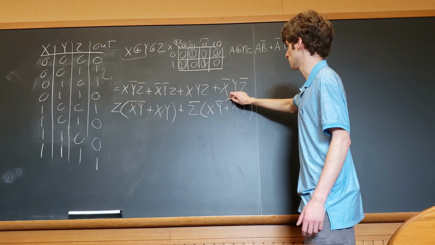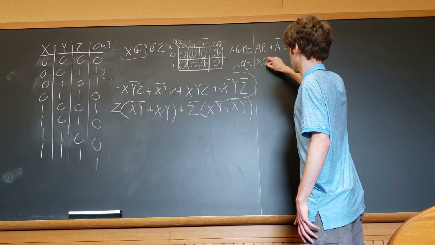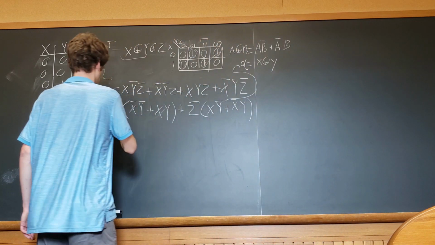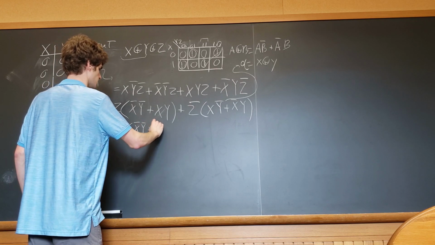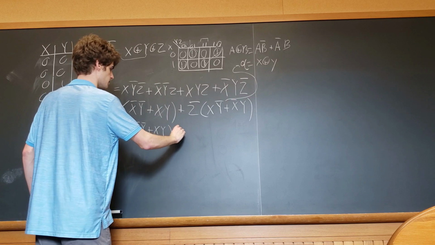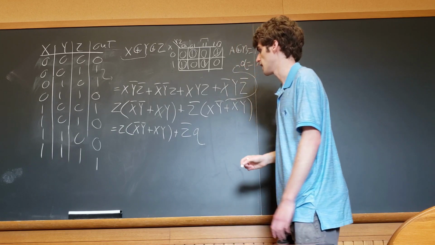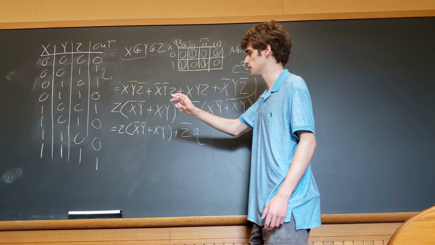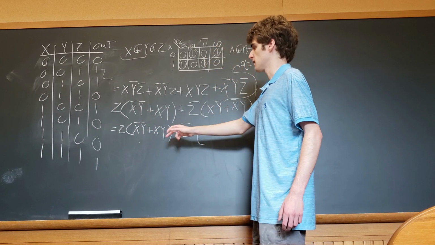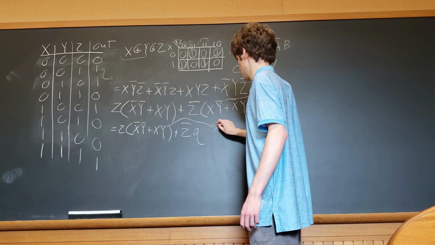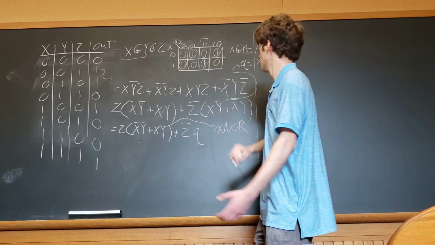So I'm going to make a variable here. I'm going to say Q equals X XOR Y. Okay, so then we end up with z times (x naught y naught plus xy), plus z naught times q. Okay, so this is looking better, but we still don't know what to do with this. And so this ends up being equivalent to x NOR. Let me show why that is and how that's going to help us here.